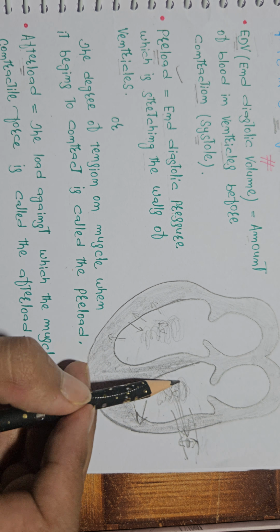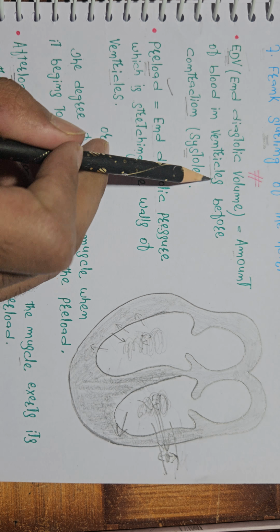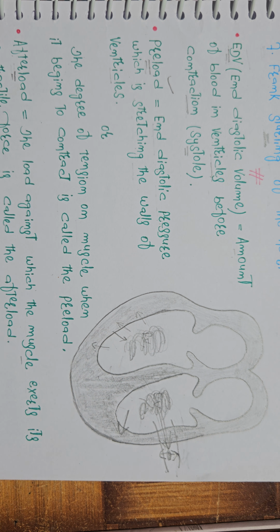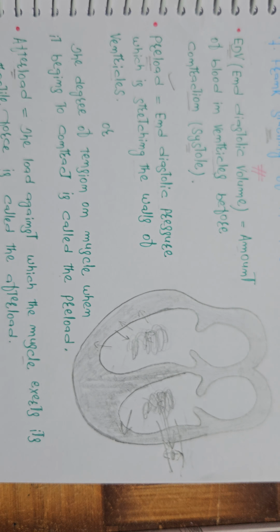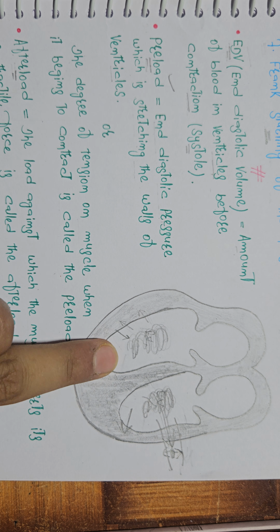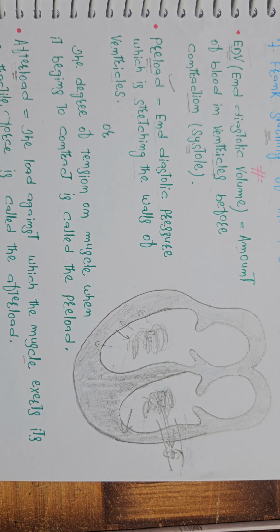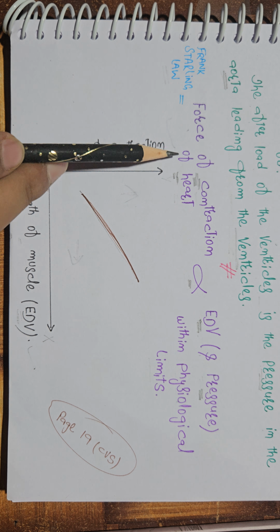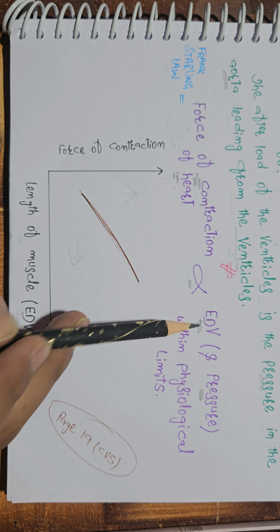So, what is end diastolic volume? The amount of blood in the ventricles before contraction. So if there is more volume of blood, the force of contraction of the heart will be more. If there is less blood, the force of contraction will be less. So that is the Frank-Starling law of the heart. Force of contraction of the heart is directly proportional to the end diastolic volume.